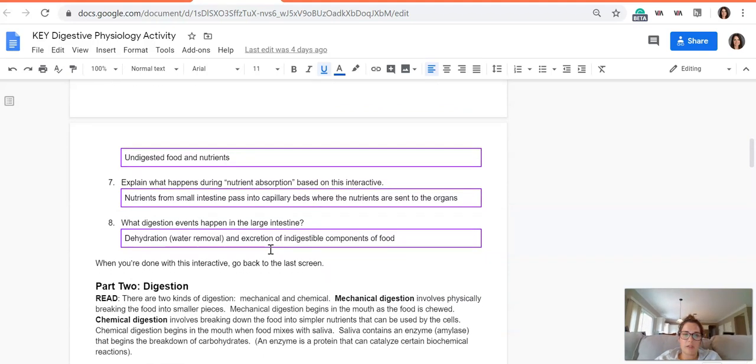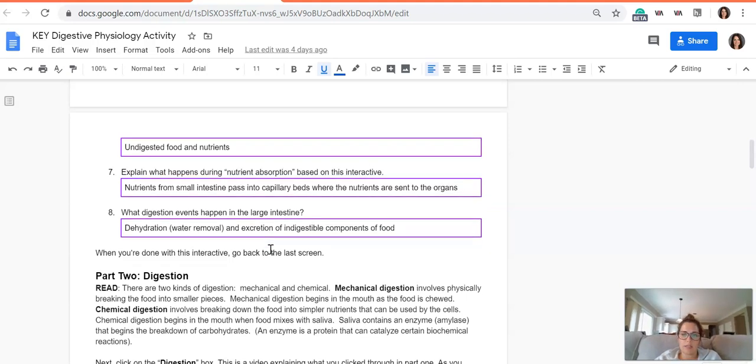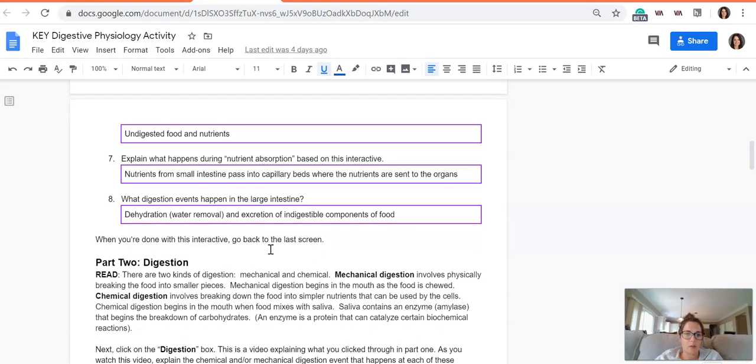Number 7, what happens during nutrient absorption? Nutrients from the small intestine pass into the capillary beds, where the nutrients are sent to the organs. And the last question, what digestion event happens in the large intestine? This is where dehydration, or water removal, happens from food, and then excretion of indigestible components of food.